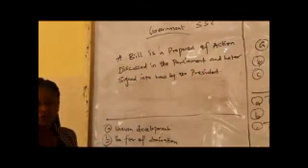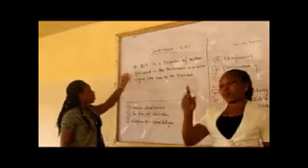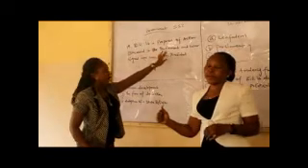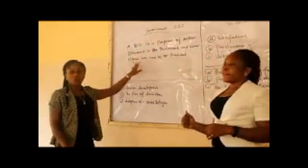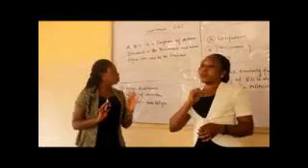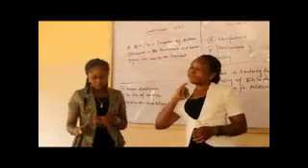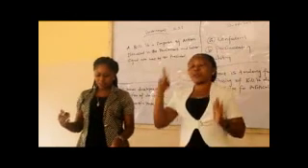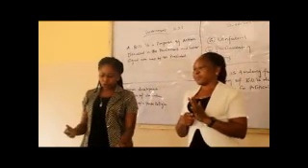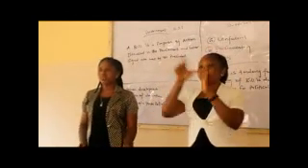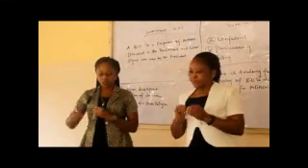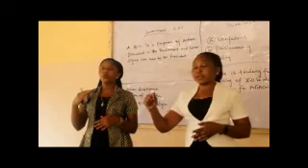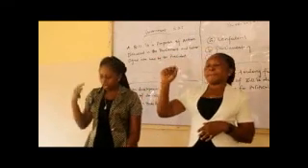So they said we should define bill. Then we said the bill is a proposal of action discussed in the parliament and later signed into law by the president. Period. Then 1B, they said we should outline 5 processes a bill becomes a law in a presidential system of government. So in other words, they are telling us to write the stages in which a bill could do what? Become a law.